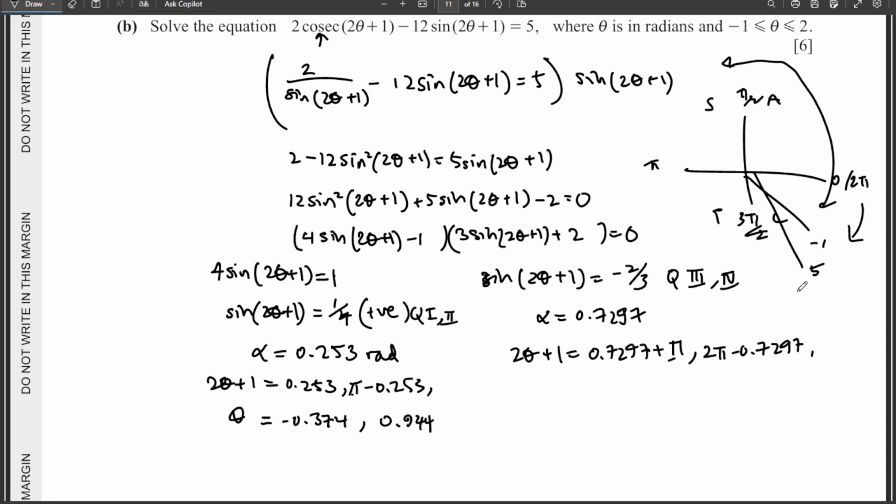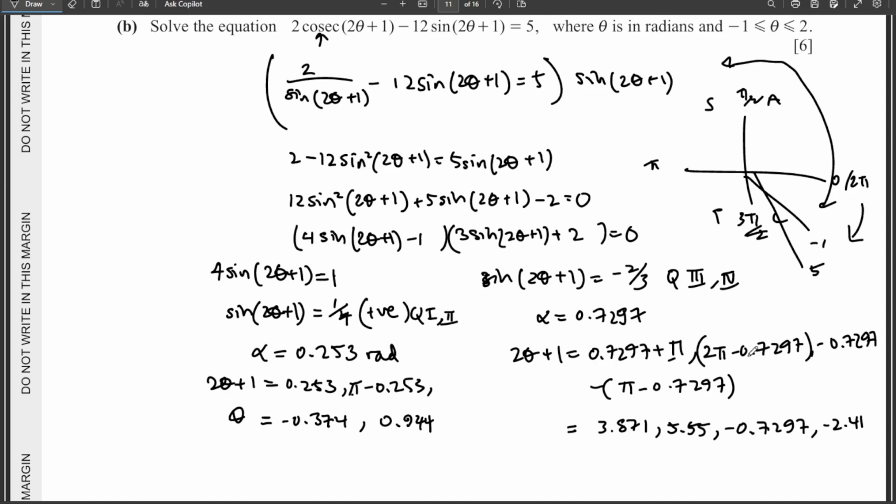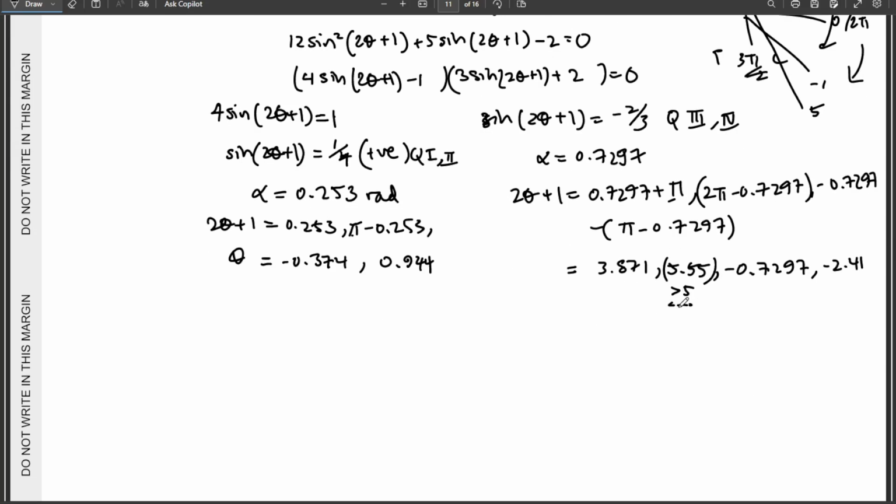Now we go the negative side, right? We turn the negative side, and we get, first of all, negative 0.7297. That's from the fourth quadrant. Then we go to the third quadrant. That will be negative pi minus 0.7297. So altogether here, how many solutions we have? It looks like this one in quadrant 4 exceeds 5 already. So this one exceeds 5, so we reject the answer here.